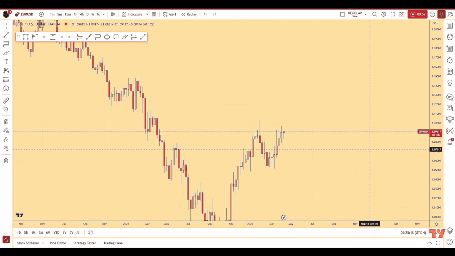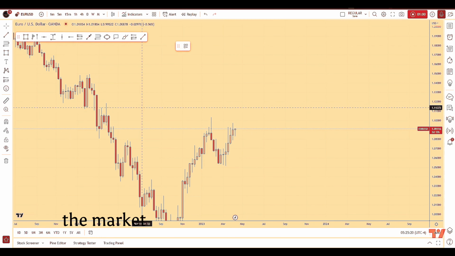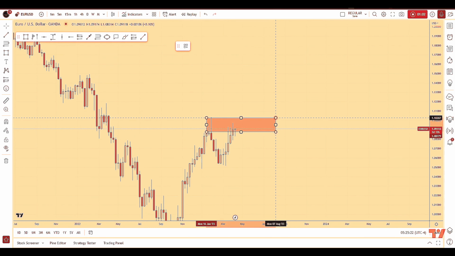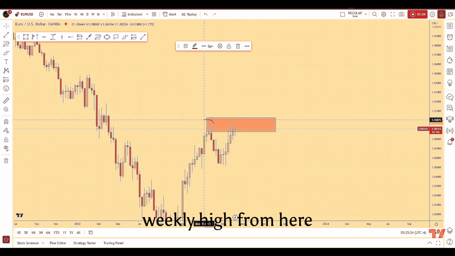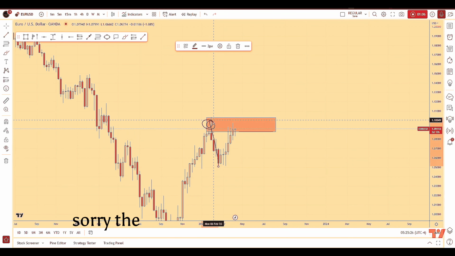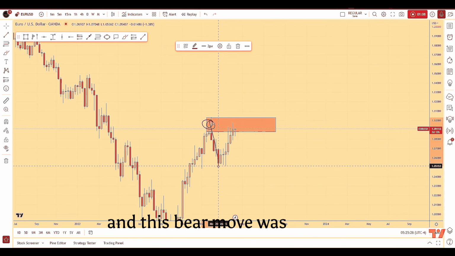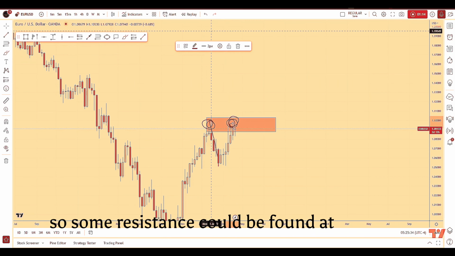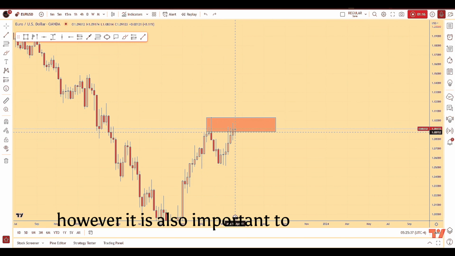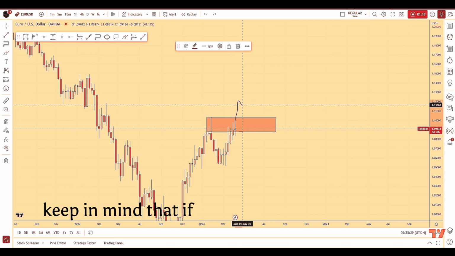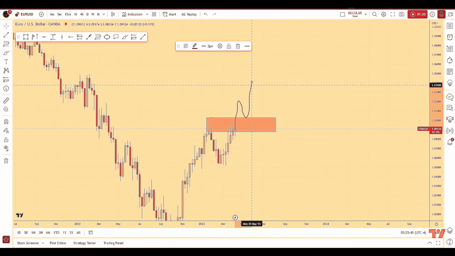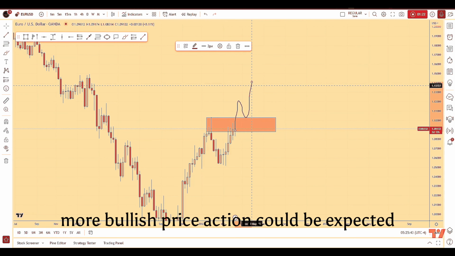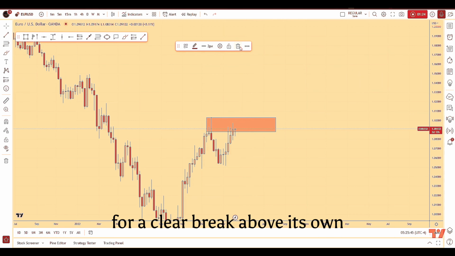Dropping down to the weekly, we can see how from a weekly perspective, the market is currently testing the previous weekly high. From here, the previous move to the downside and this bear move was created. And at the moment, the market is testing exactly the same zone. So some resistance could be found at this level. However, it is also important to keep in mind that if we do get a break above this level, more bullish price action could be expected for a clear break above the zone.